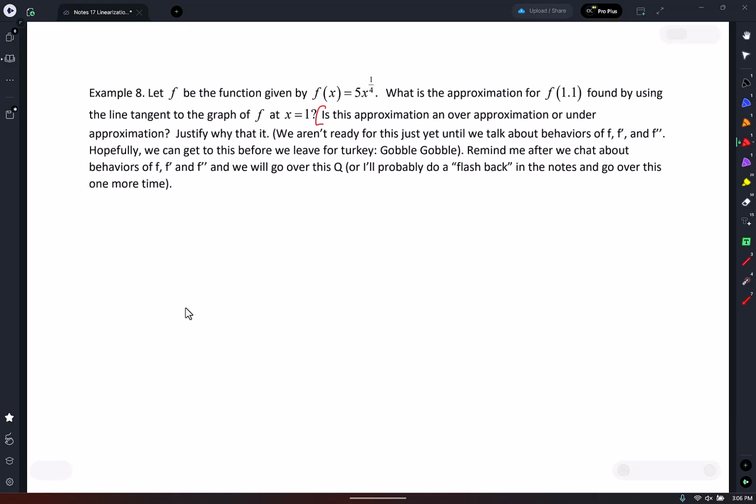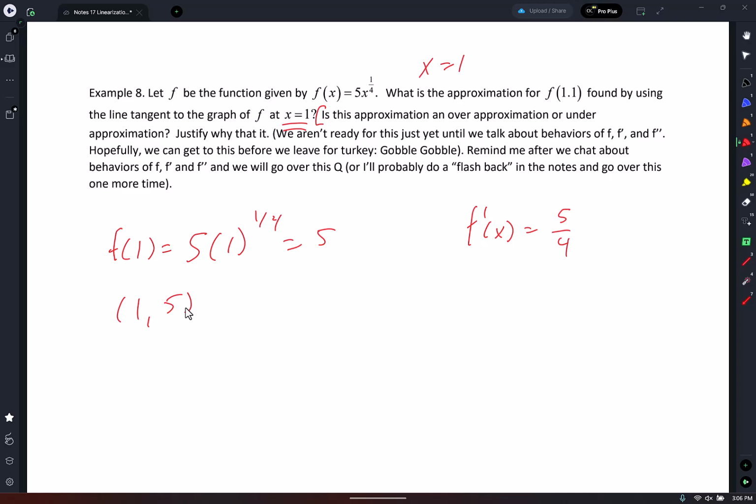So I have a curve. I need a point, and I'm going to find it at x equals 1, just like it said there. So f of 1 equals 5 times 1 to the 1/4, so that's just 5. So the point is (1, 5). Now I need my derivative. f prime of x equals 5 times 1/4 is 5/4, and I'll slow down.